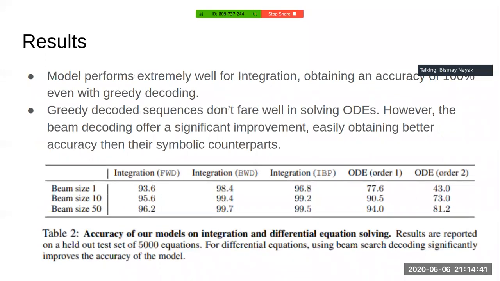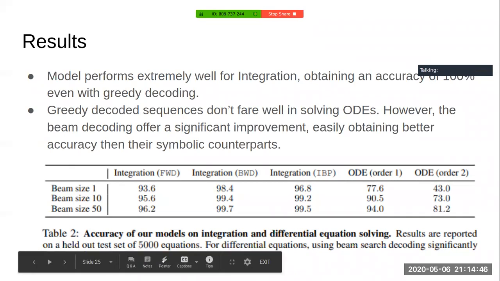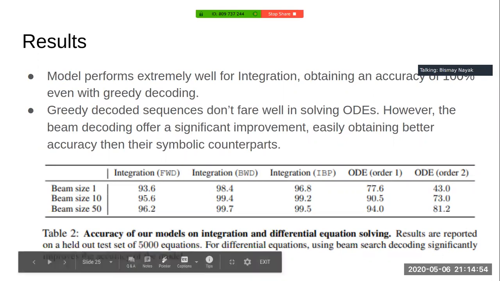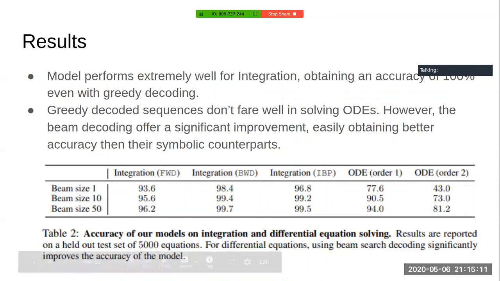So these are the results that we are able to obtain. You can see that for integration, in case of forward, even backward generated, and IBP, the accuracy is very high. I mean, we are achieving results close to 100%, right? So for beam size of 1, there is 94, 99, and 96%. And for 10 and 50, it's almost 100%.